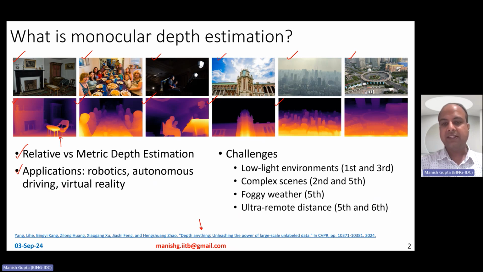Why is this challenging? Well, there are several challenges, and some of them are highlighted in these images. In the first and the third image, you can see low light environments, like how low this lighting condition is. In the second and the fifth image, you can see complex scenes, with lots of people and lots of buildings. In the fifth one, you can also see another challenge of foggy weather. In the fifth and sixth, you can also see ultra remote distances. In some cases this is not a very remote distance, but these are, of course, very remote distances. So this is challenging, and there is a lot of variation as well.